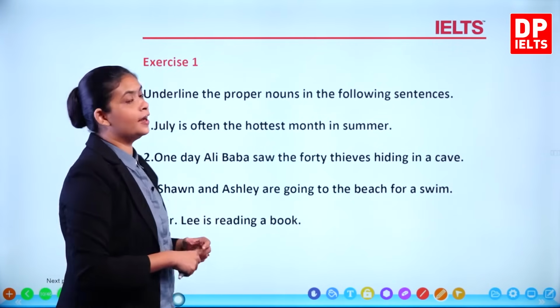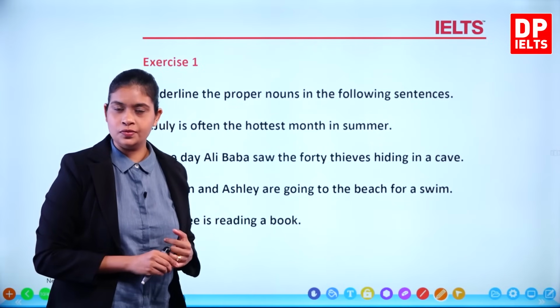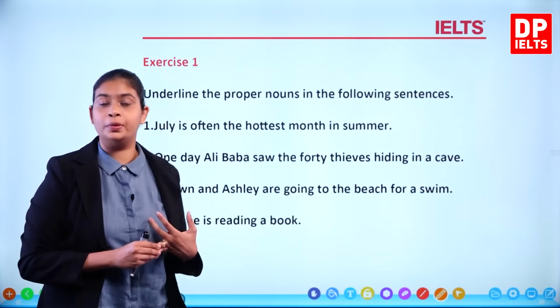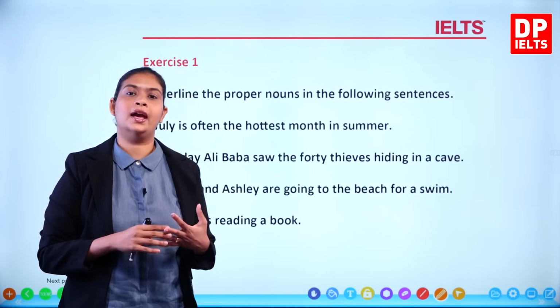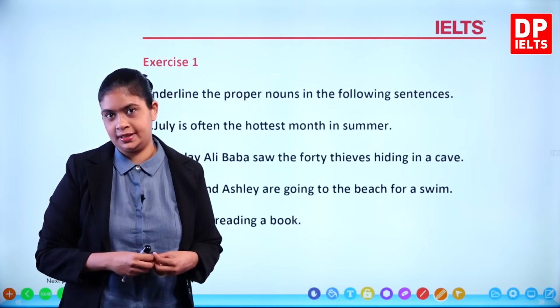Right. Now we had a look at common nouns. We had a look at proper nouns, and we had a look at the different types under those categories.